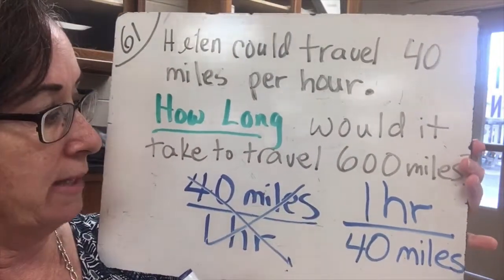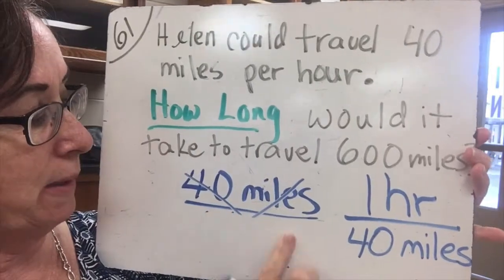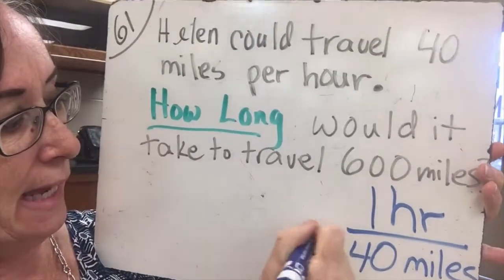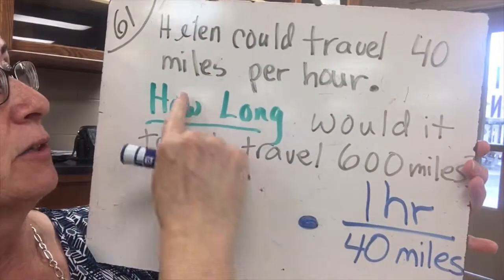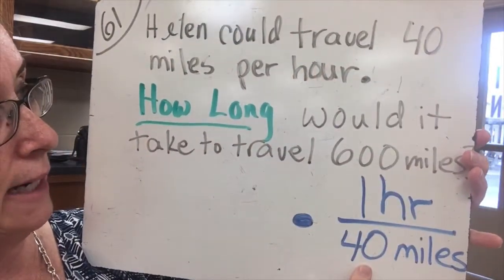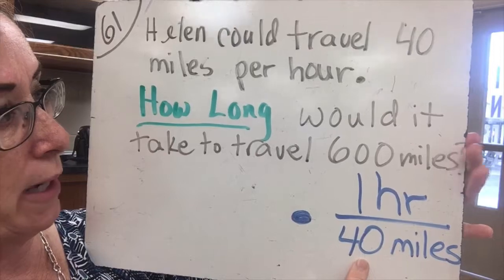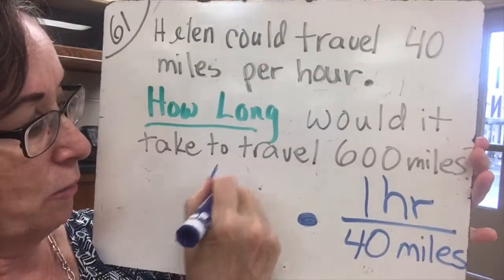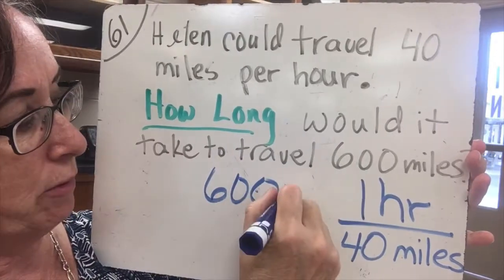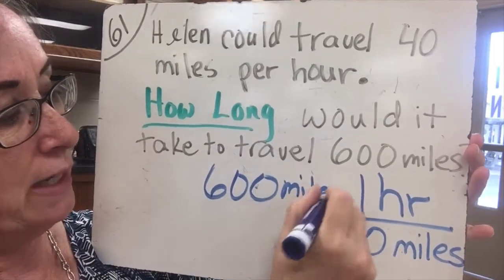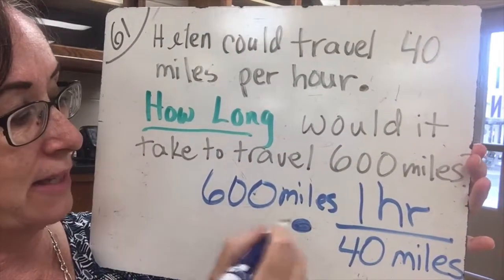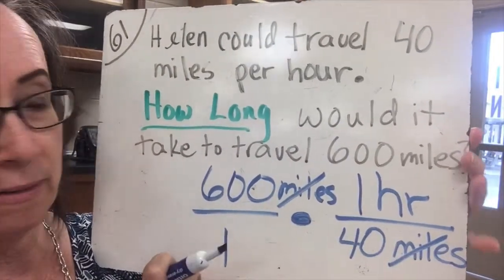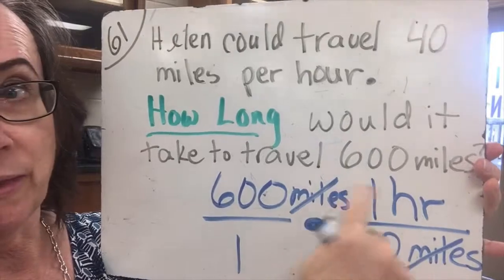Okay, so now we're going to take this one that we're not going to use away. And so now she's traveling at this rate. We've got the rate the way we want it. How long would it take to travel 600 miles? We just multiply by 600 miles. We know to put the miles on the top because miles will then cancel the miles and we'll be left with hours.